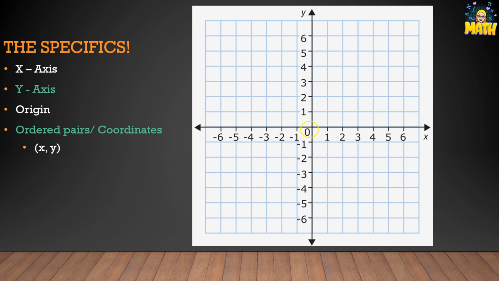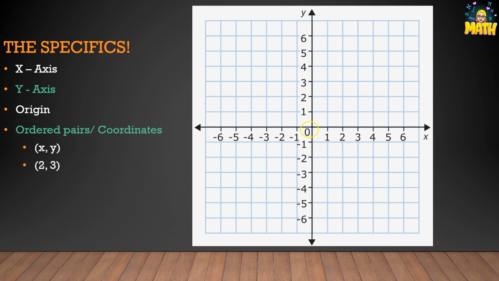These numbers, when they're written out, can be called ordered pairs, they can be called coordinates, they can be called a number of other things. However, the only way they are correct is if they are written as the x first and the y second.